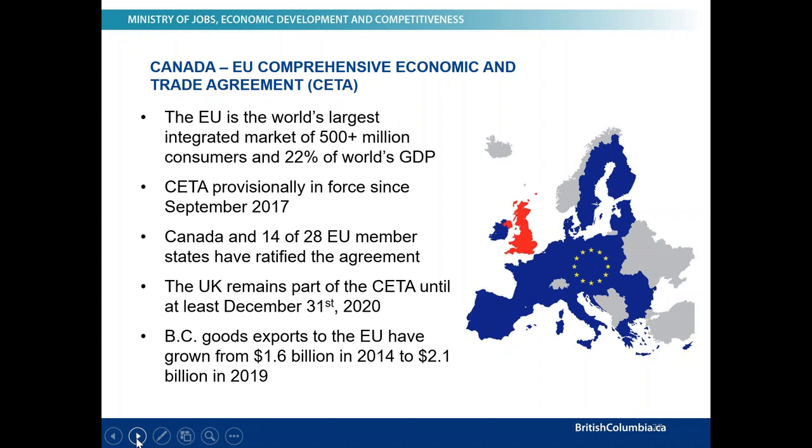And to put this into perspective, the European Union is almost the same size of economy as the United States in terms of GDP, but it is more than 25% bigger in terms of population. So think about that. CETA has been provisionally in force since September 2017. It is in force provisionally because as of today, only 14 out of 28 European Union member states have ratified it. Here, you should not be confused by the word provisionally.